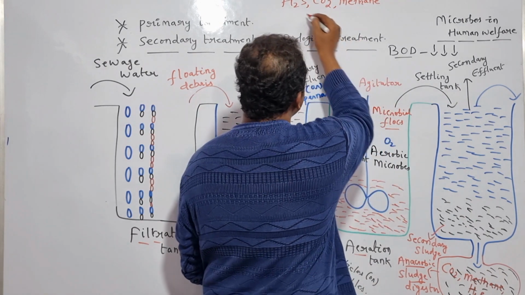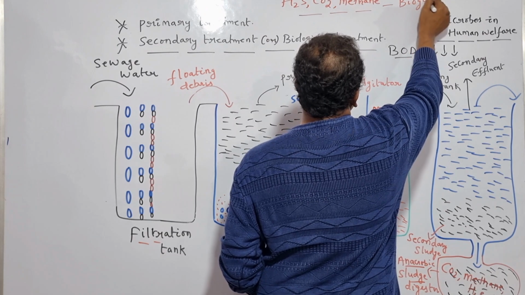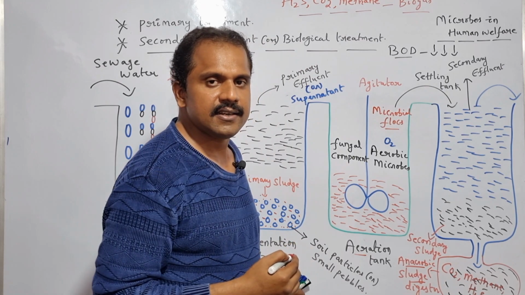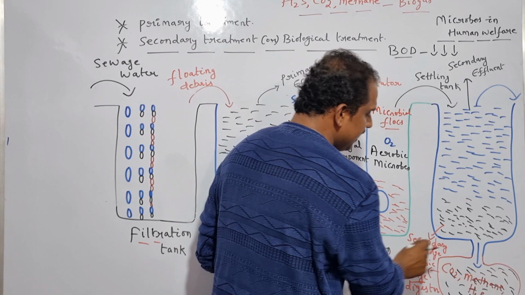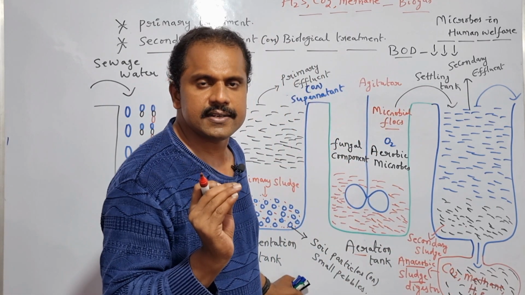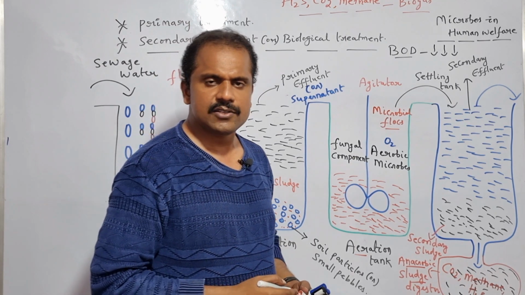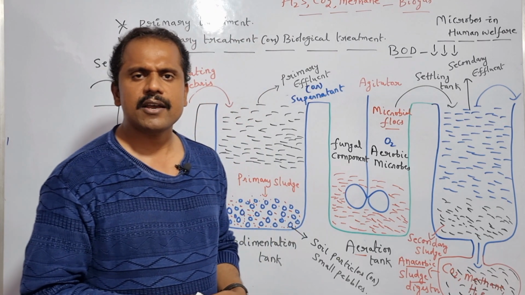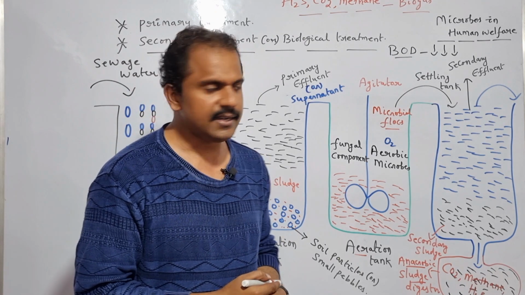So these gases together are termed what? Biogas. The biogas which accumulates in the anaerobic sludge digester is highly inflammable. Is it clear? The biogas which accumulates in the anaerobic sludge digester in the absence of oxygen, or under anaerobic conditions, by anaerobic microbes like methanogens, is highly inflammable. So here we need to appreciate the role of microbes. The microbes play an important role in regulating sewage water treatment. Is it clear?